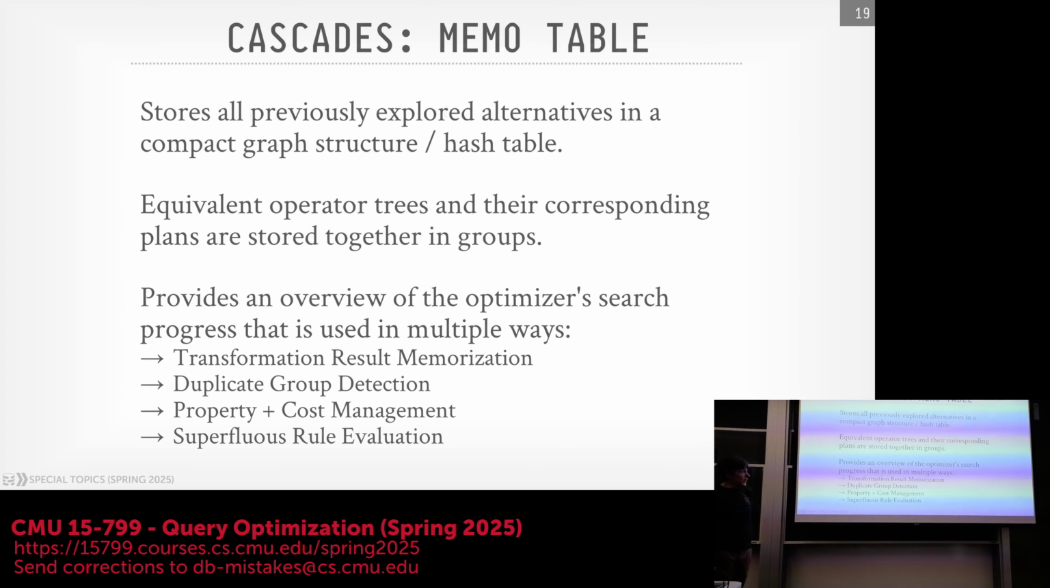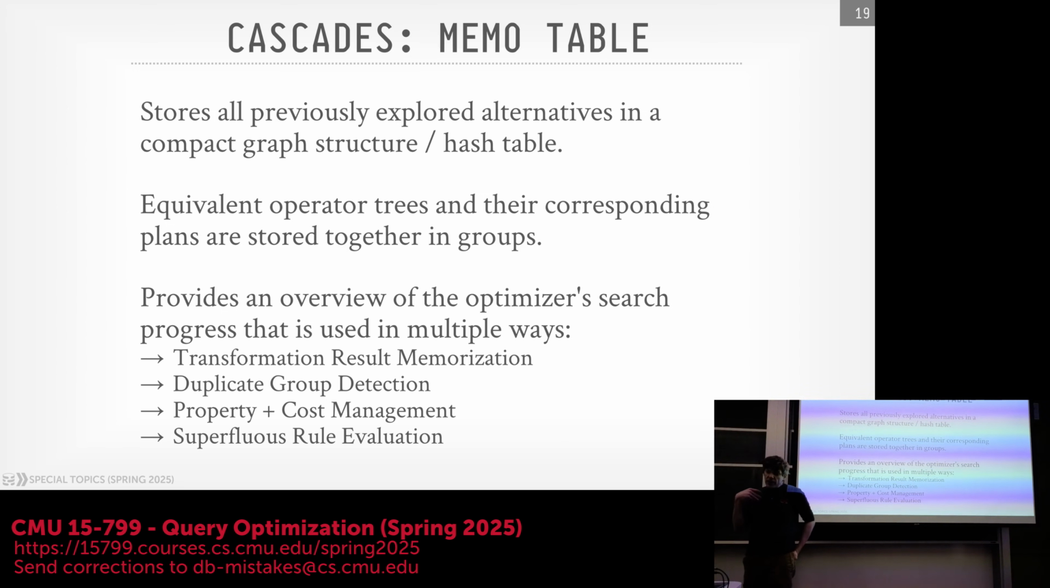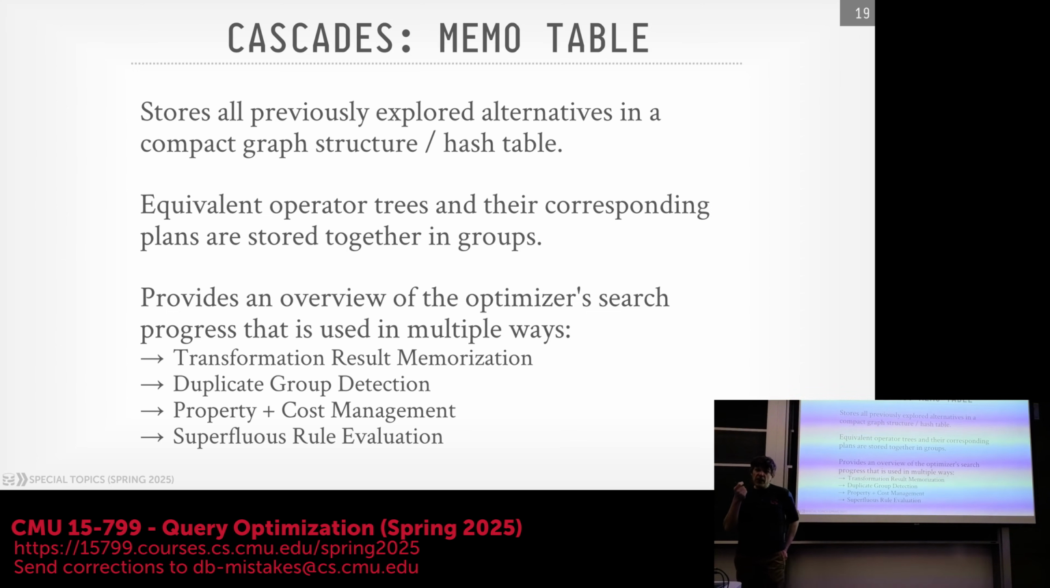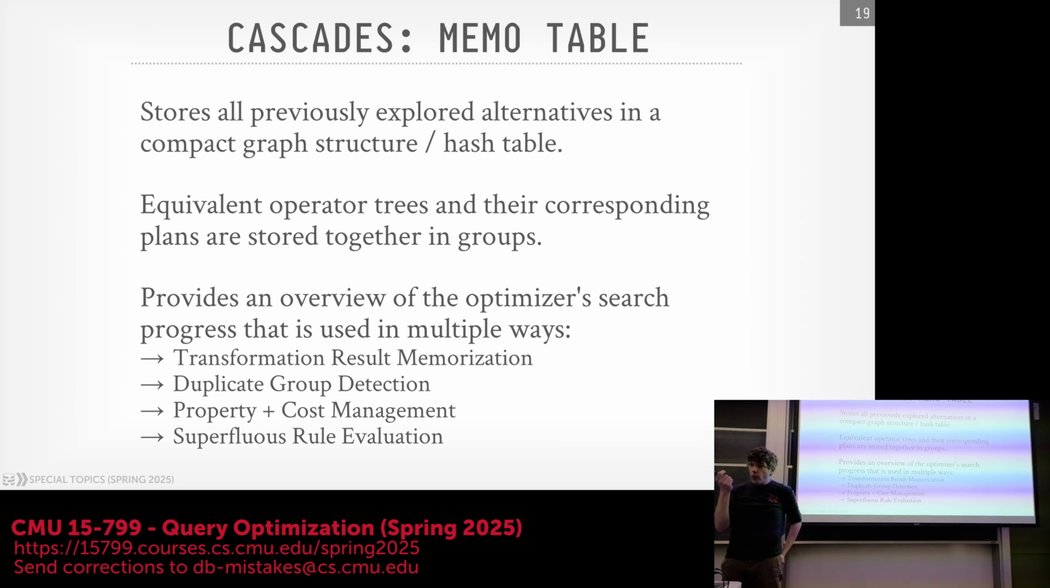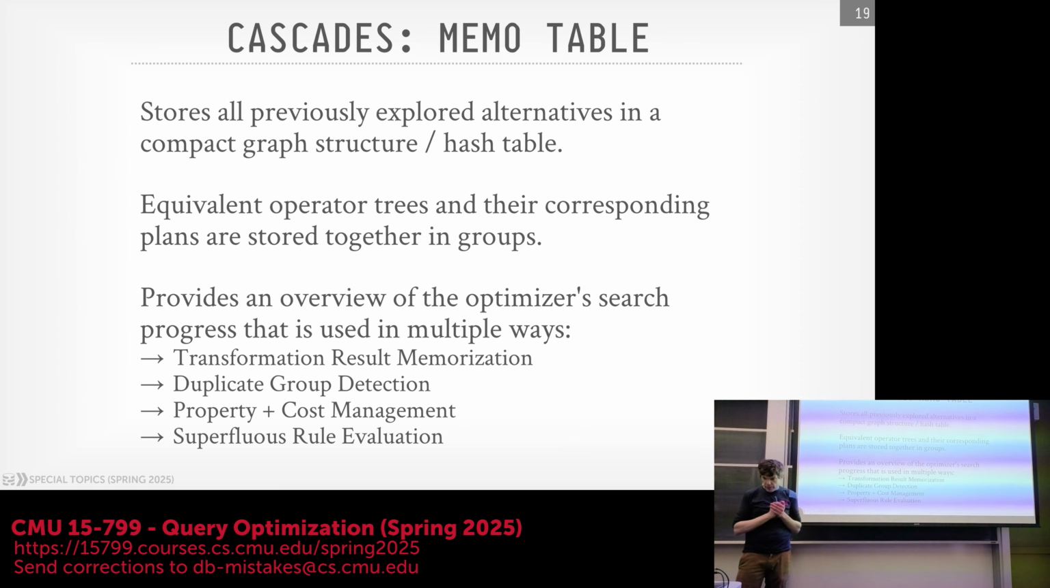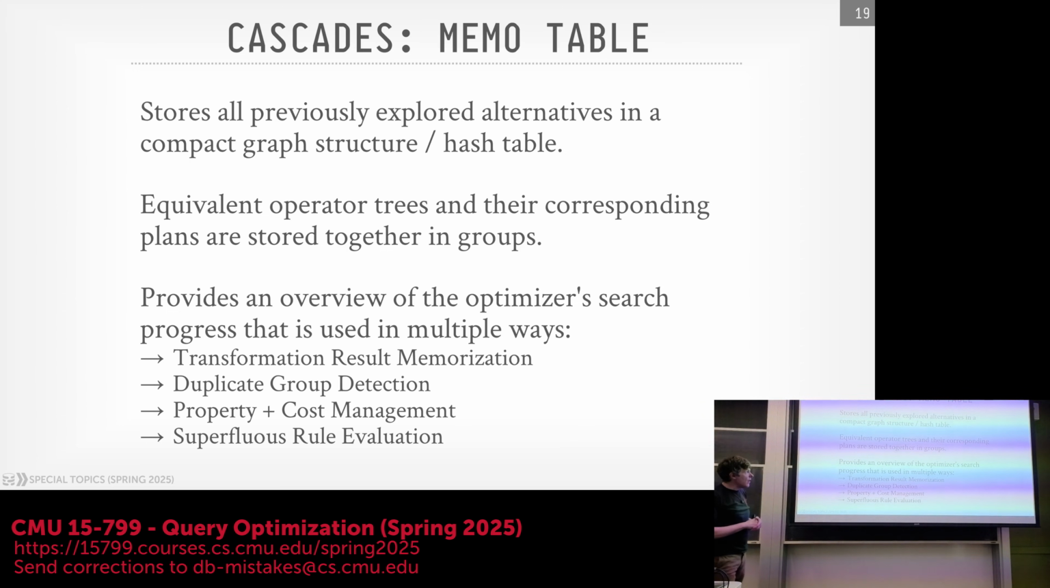All right, so the next thing to discuss is the memo table. And again, this is going to be a separate data structure where we're going to keep track of all the things we've explored in our query plan. And we're also now going to use that to keep track of what's the best physical operator we've seen for any sort of expression or group in our query plan, right?